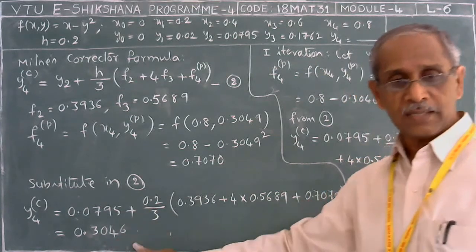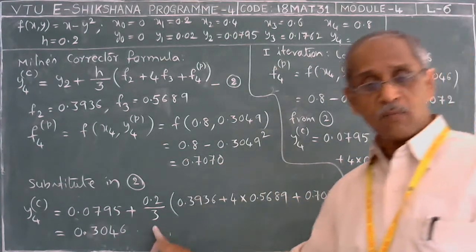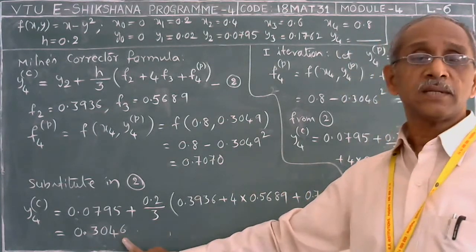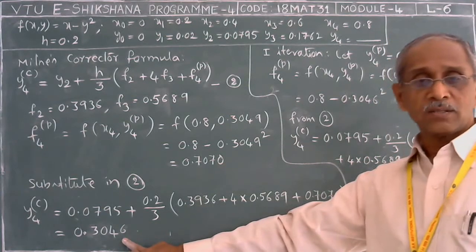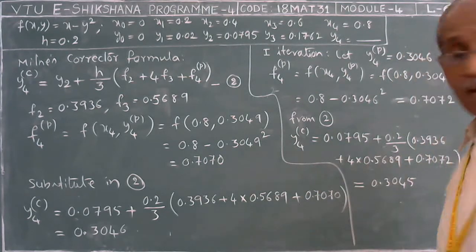So next, let us compare this value obtained in the first iteration with the previous value up to 4 decimal places. If they coincide, we shall stop the iteration process and conclude that the value of y at x is equal to x4 is 0.3046. So there is a difference in the last decimal place. So we have to again refine it.